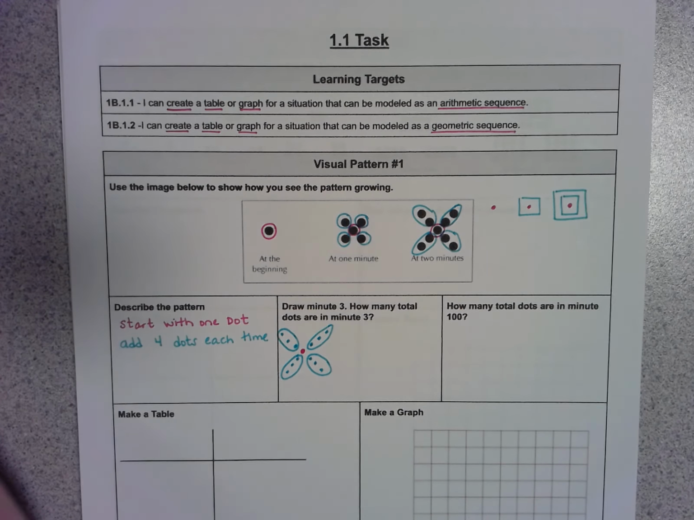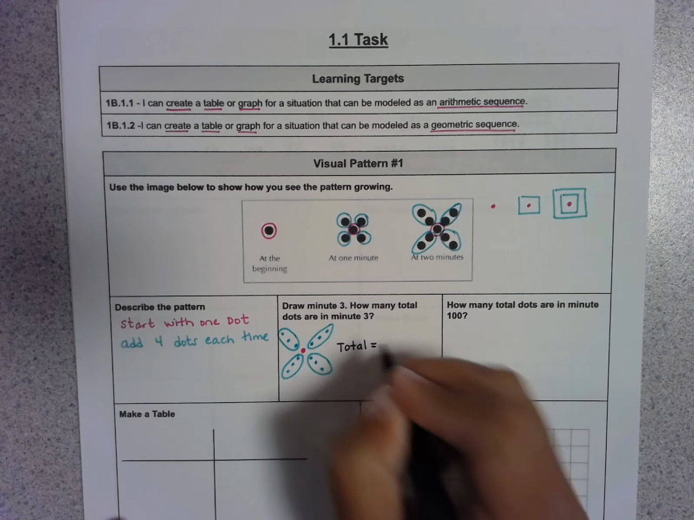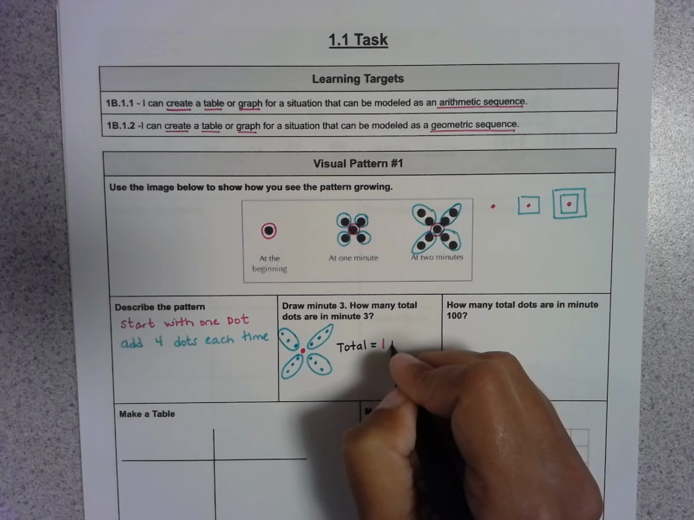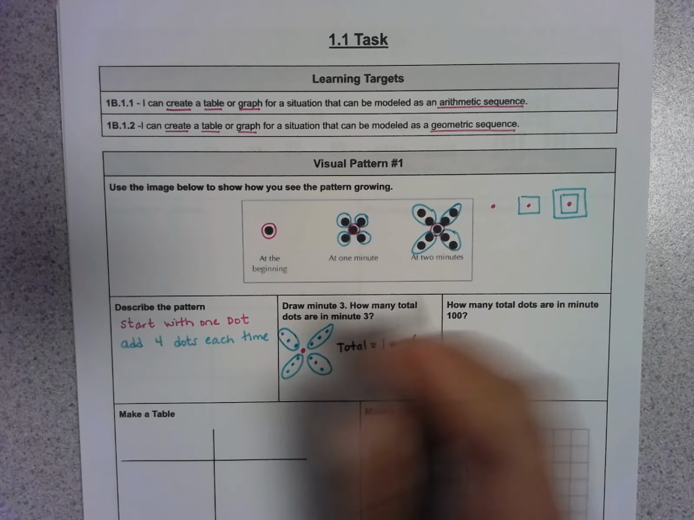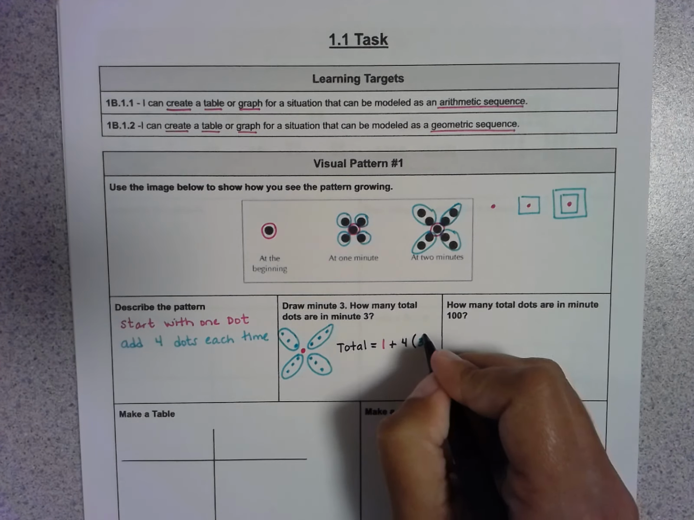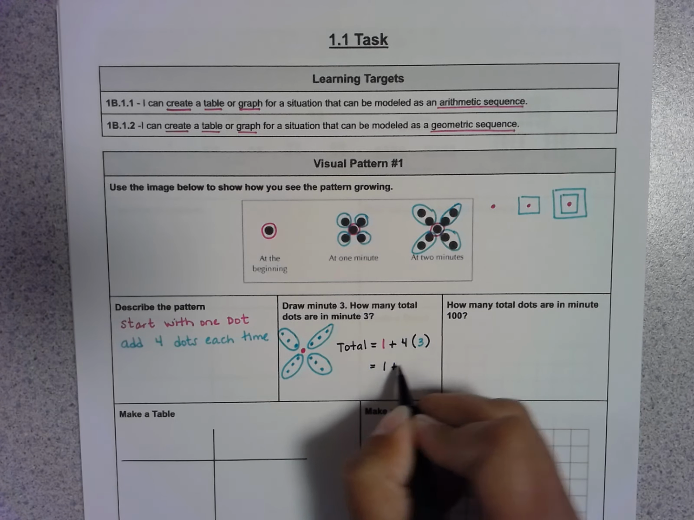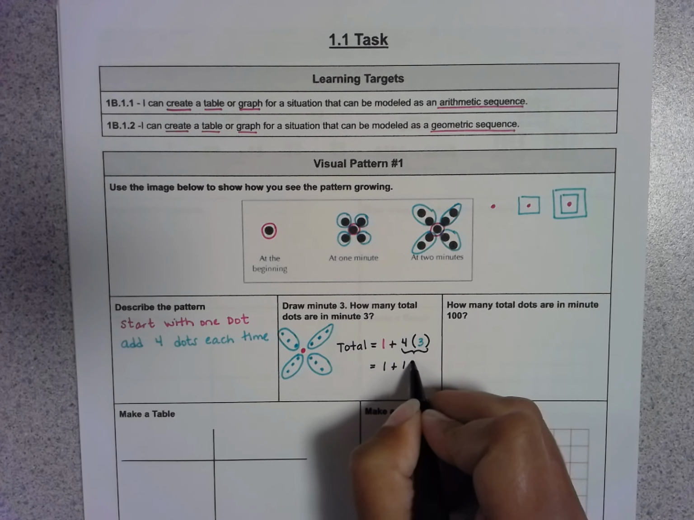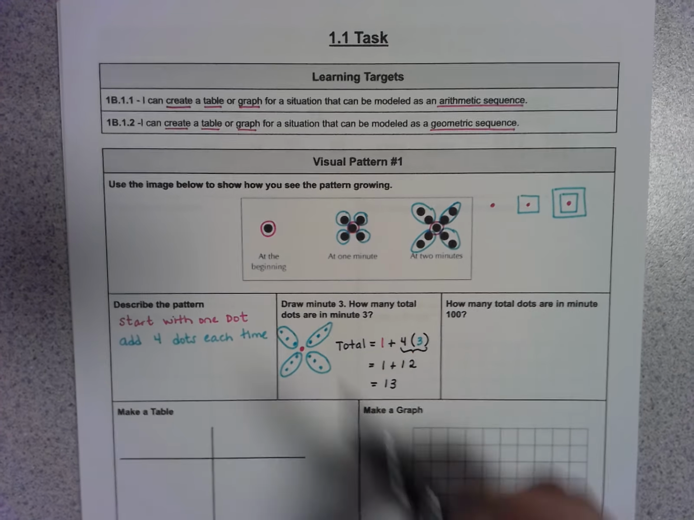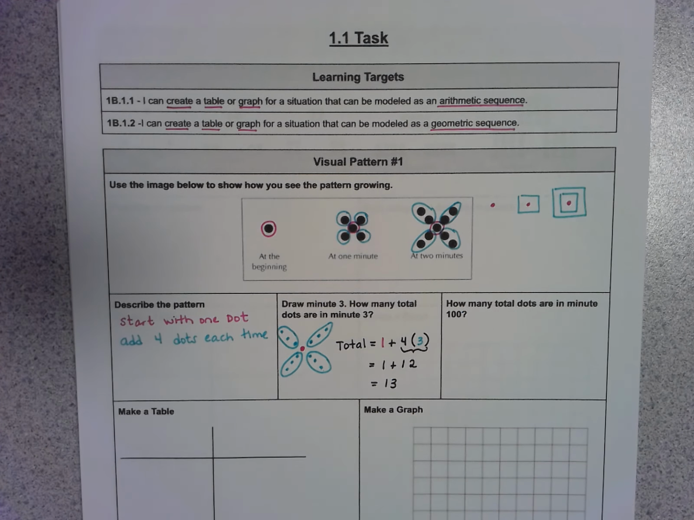Which means my total number of dots would be the one that's in the middle plus I have 4 arms with 3 dots each. So to show that there are 3 each, I'm using multiplication here. Now that means I have 1 plus 4 times 3 is 12. So I have a total of 13 dots. Now you could also have figured that out by simply counting. You could go 1, 2, 3, 4, 5, 6, 7, 8, 9, 10, 11, 12, and then the 13th dot is in the middle.